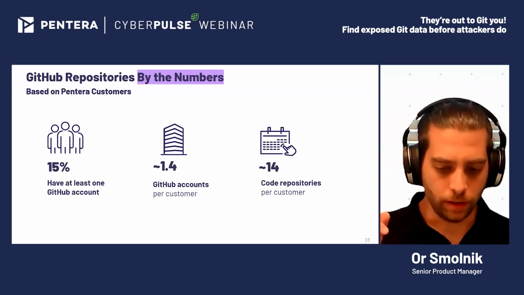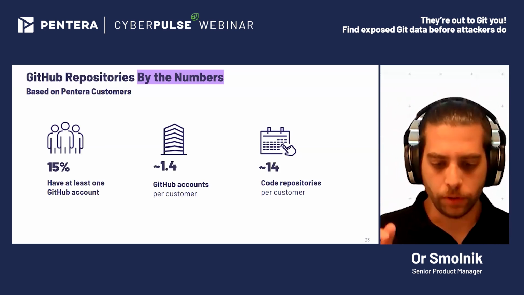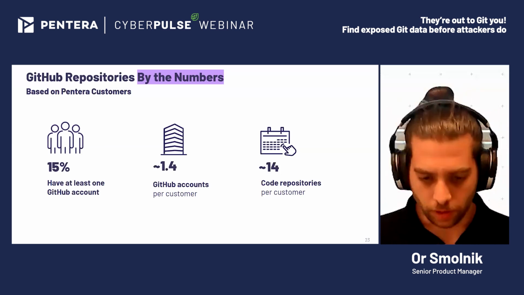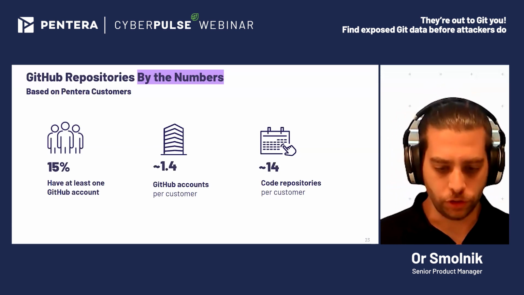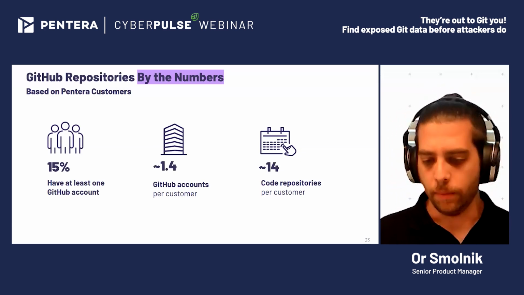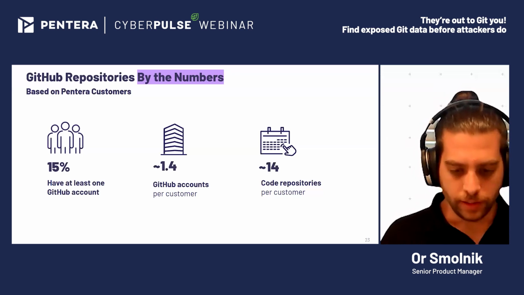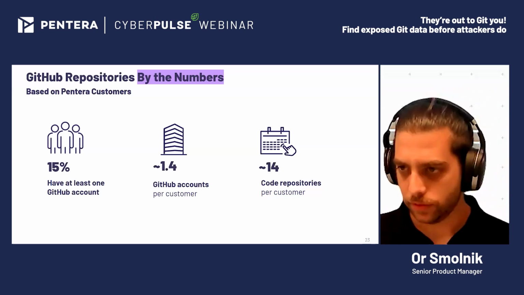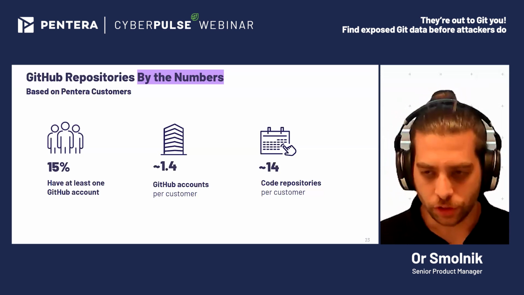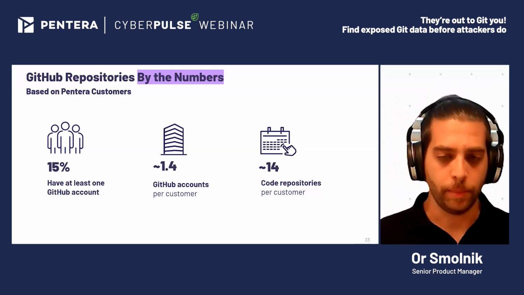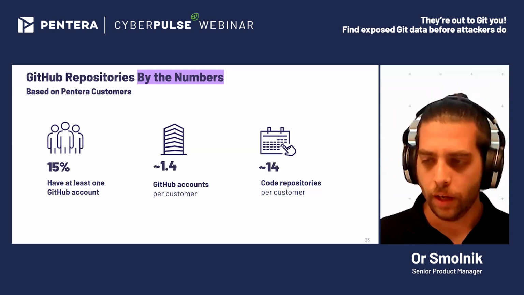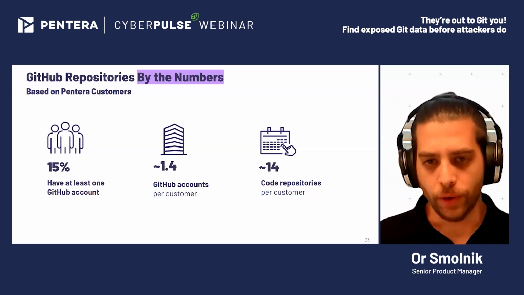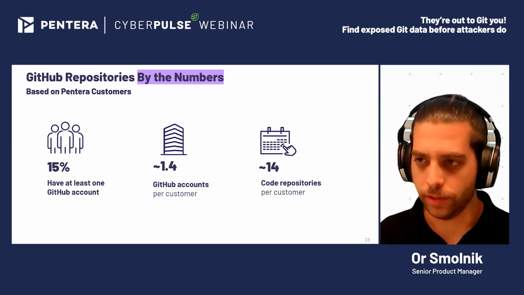But the interesting number I want to pinpoint here is the code repositories per customer. Here we have 14 Git repositories per each customer of Surface, but this is the average. There are customers with 5, and there are also customers with tens of code repositories. How they manage those repositories, how they maintain them, and how they validate the security on top of them is really hard to do when you are working in a manual process and not in an automated way.